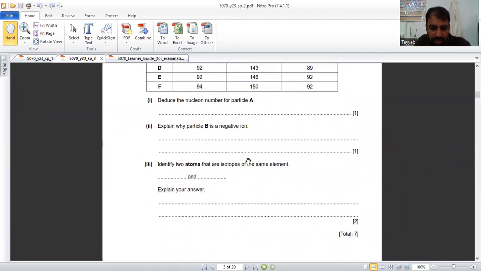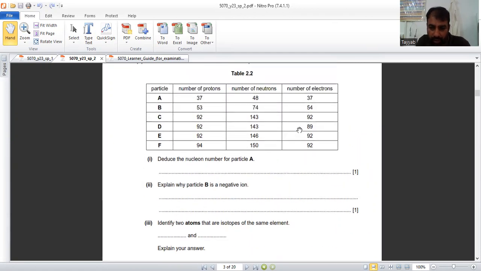What is the next question saying? Explain why particle B is a negative ion. Okay, very good. Very relevant to our topic. For B, what is the proton number? 53. Okay, and electrons are 54. One more electron, as it gained one electron. What is the answer? Explain why particle B is a negative ion. It gained one electron. Its proton number is 53.